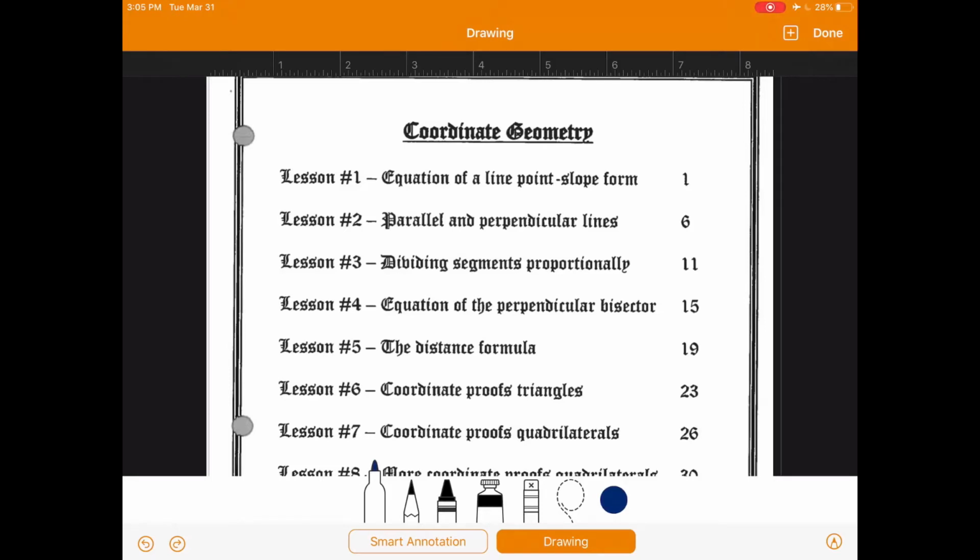Hi everybody. So this is going to be the first lesson for Unit 8. If you have the Unit 8 packet that I handed out the last time we were in school together, then you can just write directly in that packet.